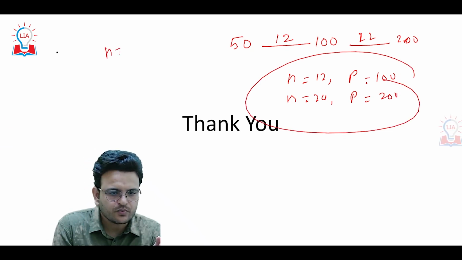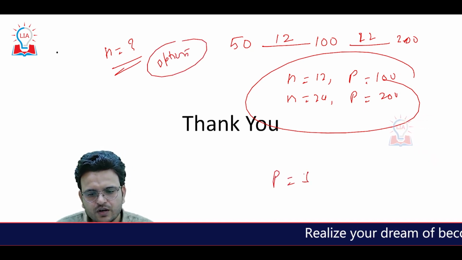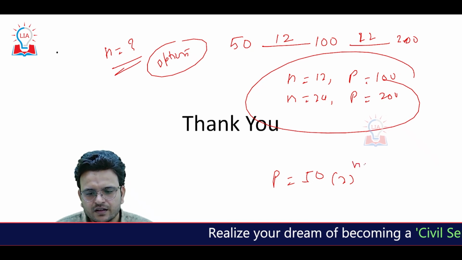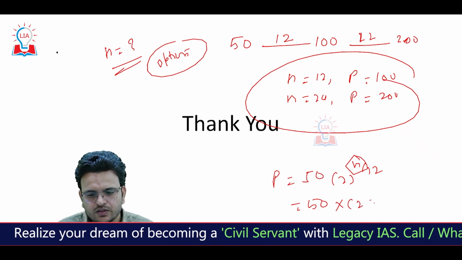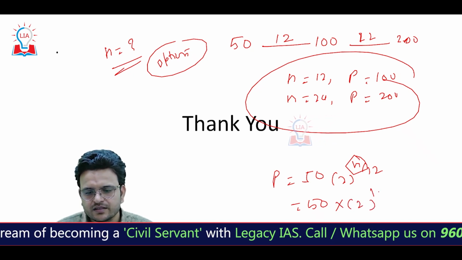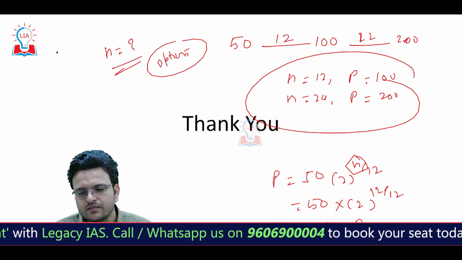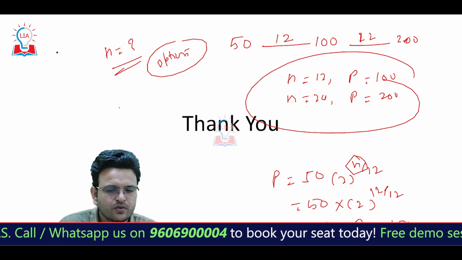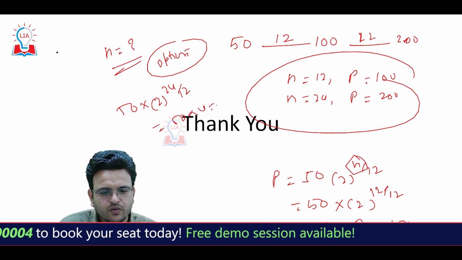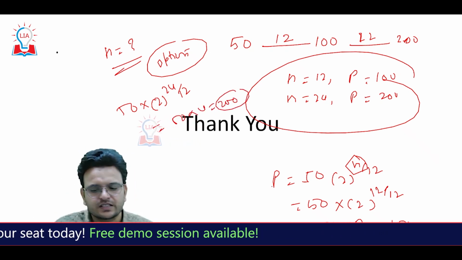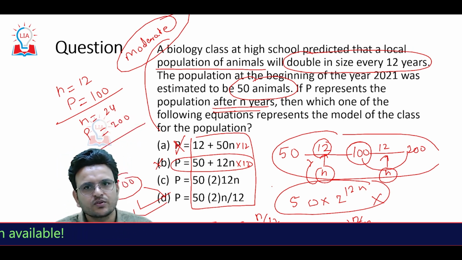I just put the n value into the options, and then I am going to get the answer like p equal to 50 into 2 to the power n upon 12. I have put the n value here, so here n value is 12 upon 12, it becomes 50 into 2, it becomes 100. If I am putting n value 24, so 50 into 2 to the power 24 upon 12, 50 into 4, 200. So hope you are able to understand this particular question also. So here I can see that now you know how to approach this particular question, then you can solve it.